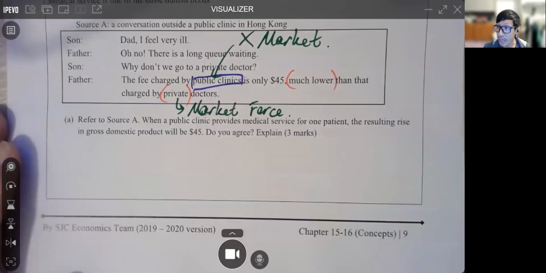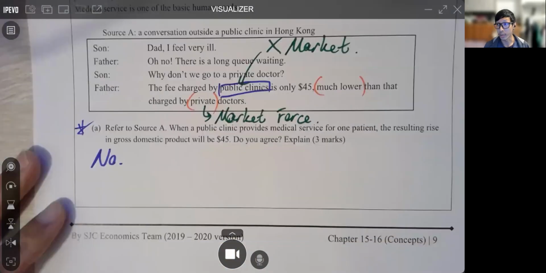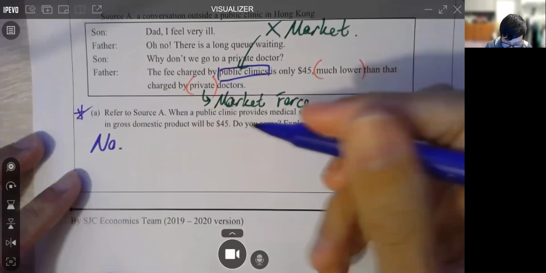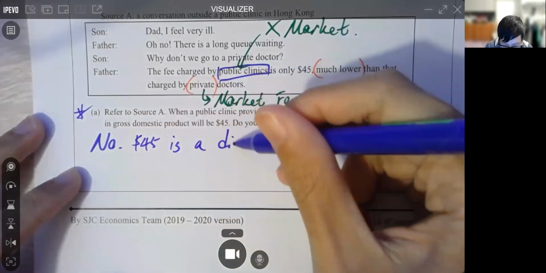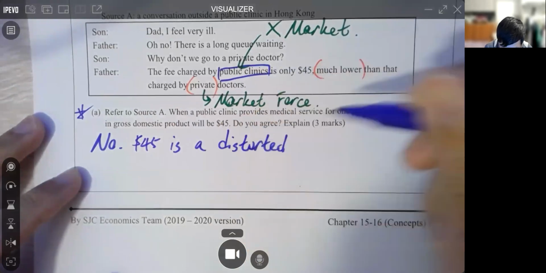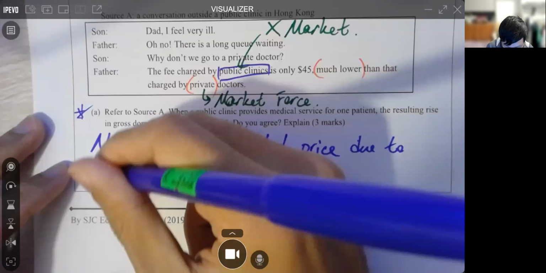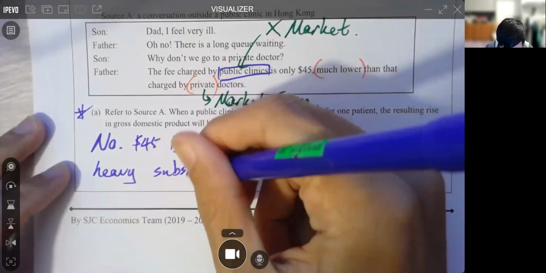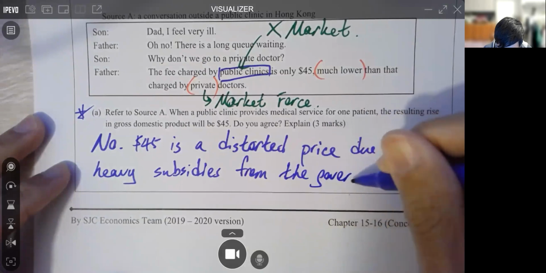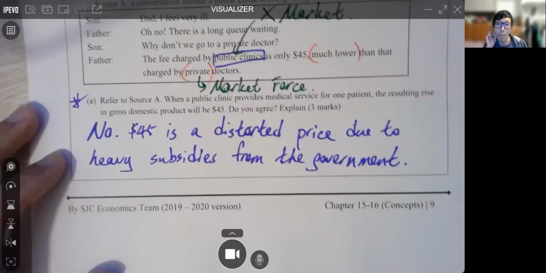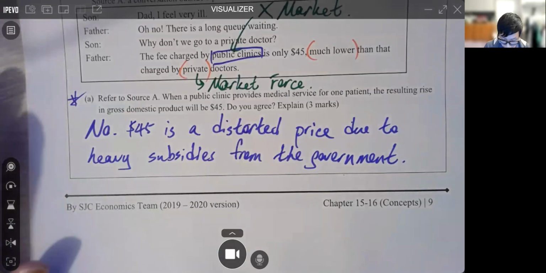Now, this is a very important question, right? The answer is actually no, we do not agree. Now, why? Because we know 45 is a distorted price due to heavy subsidies from the government. The government gave a lot of subsidy, which is why the price is only 45.